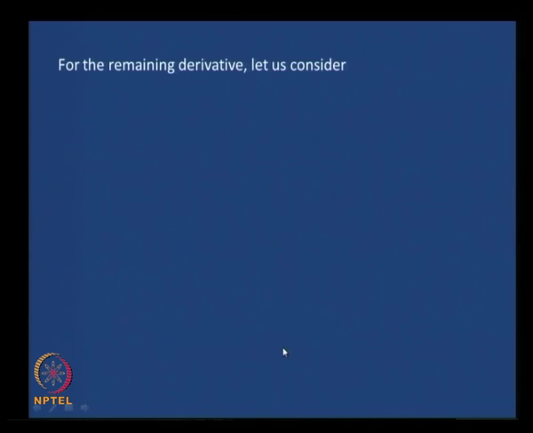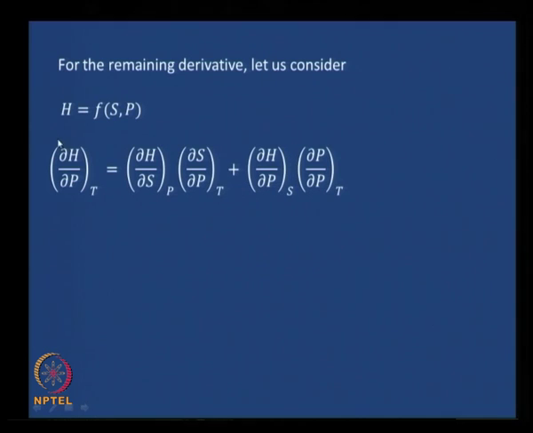For that, let us consider H as a function of S and P. You can consider whatever as a function of the relevant variables. In this case, let us consider enthalpy as a function of entropy and pressure. If you do this, dH can be written as ∂H/∂S at constant P dS plus ∂H/∂P at constant S dP.